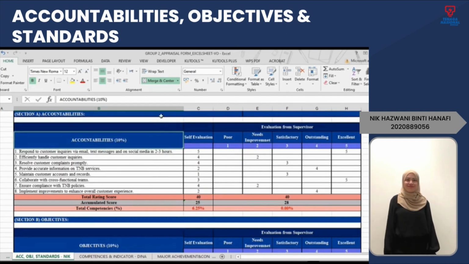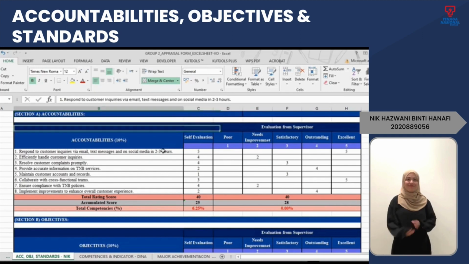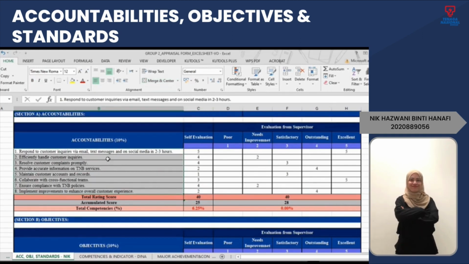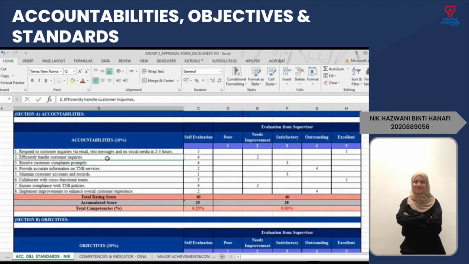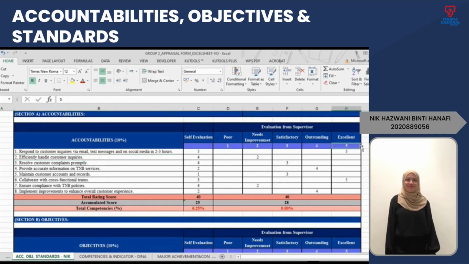In this section, employees are evaluated based on various accountabilities. For example, responding to customers' inquiries in a timely manner. Each accountability is rated on a scale from 1 to 5, with 5 being the highest. So now, I will show you how to calculate the performance evaluation from this section below.